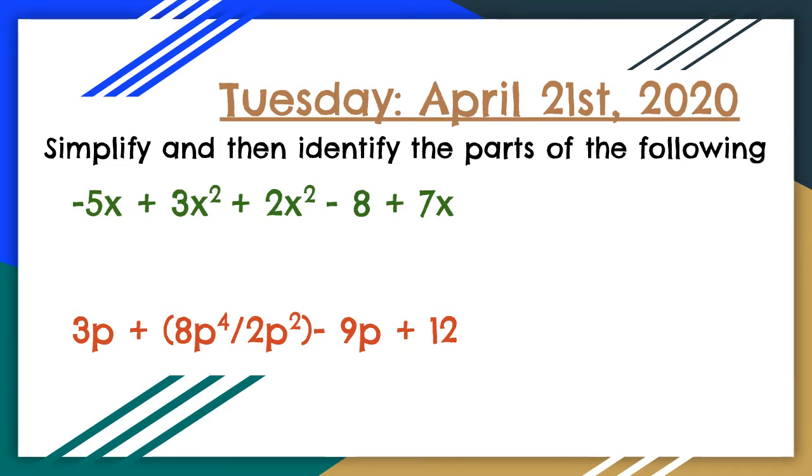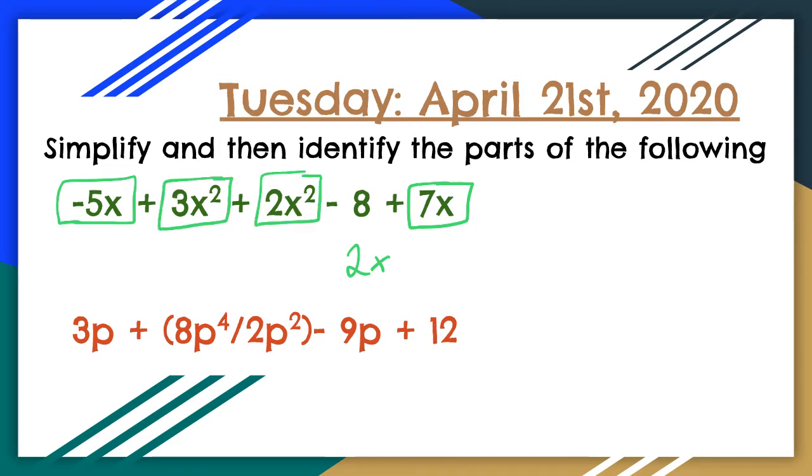Okay, for the first one, it says simplify and then identify the parts. Well, in this first polynomial, I see that I have x terms like negative 5x and positive 7x. Those two can be combined to make 2x. I then see 3x squared and 2x squared, both of which are positive. I'll add those together to make 5x squared. Now this is a positive 2x, so it's plus 2x. And then the negative 8, well, it doesn't have anything to be combined, so we just have negative 8.